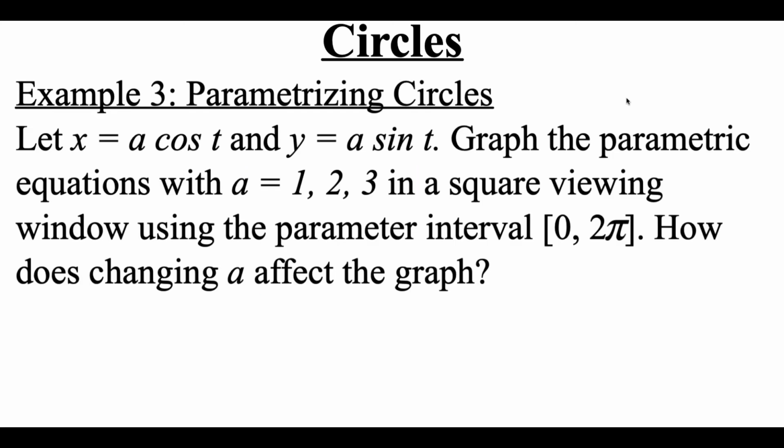Now we're going to graph out some circles on our calculator, but in order to do so, we're going to use some parametric equations. So for our x's, we're going to let that be a cosine of t, and for our y's, that's going to be a sine of t. And we're going to graph out parametric equations using 3 different a values, so 3 different coefficients. First, we're going to use 1, then we're going to use 2, and then we're going to use 3. For our parameters, we're going to use the interval from 0 to 2 pi, and we want to see how changing that a value will affect the graph of our circle.